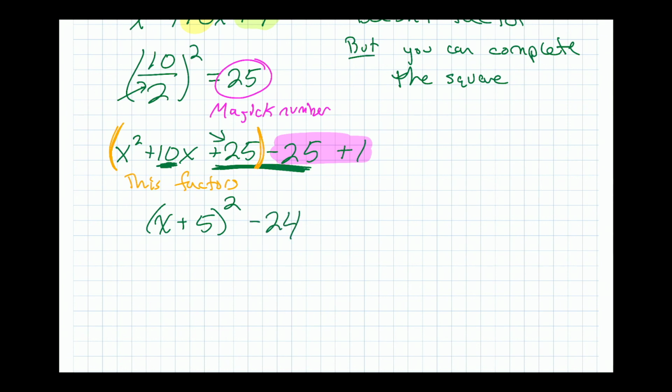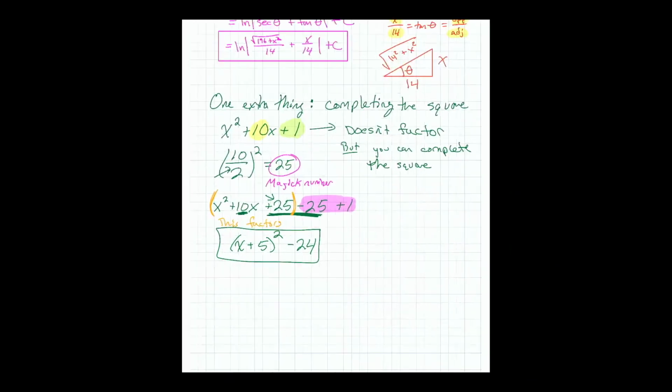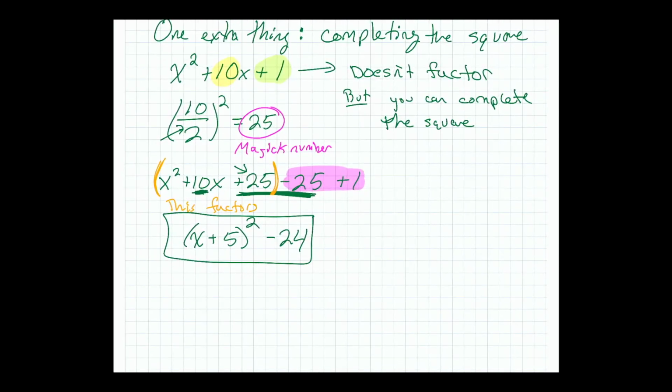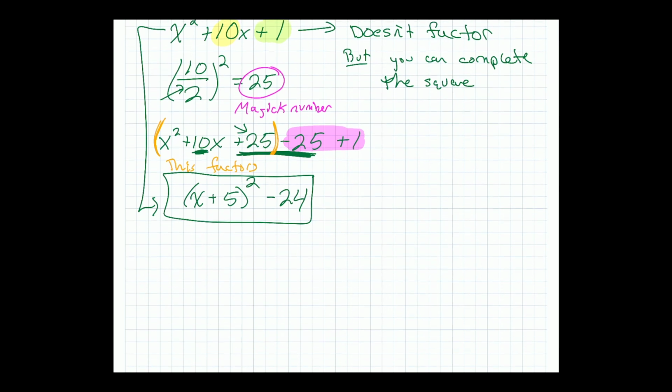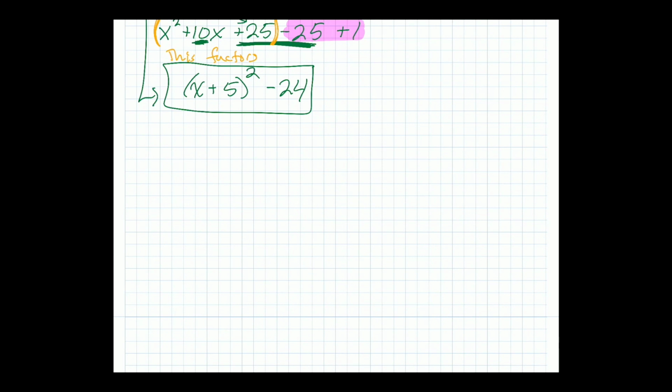Okay? Now, why do you care about this? Why do you care about being able to write x squared plus 10x plus 1 and being able to write it like this? Because all we're doing is writing it in a different way. The reason we care is because completing the square lets you force a problem into matching the trig substitution pattern.